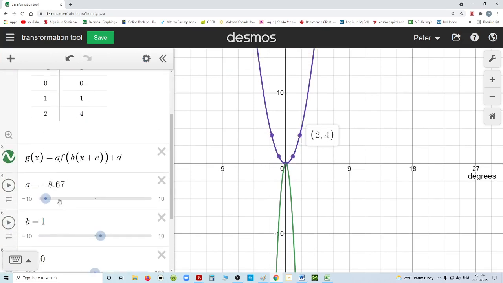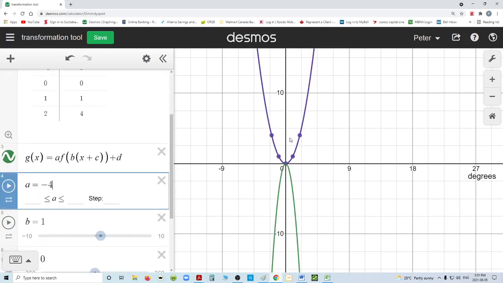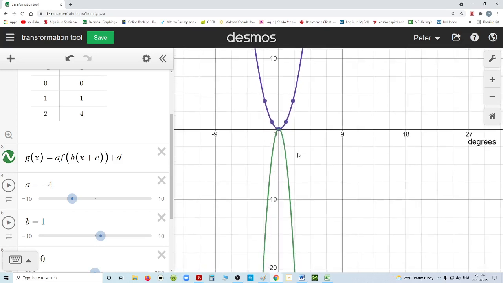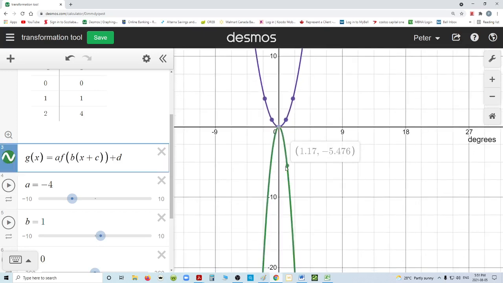And let's not make it negative 8.67. Let's make it negative 4. So this is instead going to be 1 comma 1. What happens when we multiply our y by negative 4? 1 comma negative 4. It's going to be right somewhere around there. There it is. What happens to 2 comma 4 when I take that 4 and multiply by negative 4? It becomes 2 comma negative 16. So it's going to come down here. Almost. There it is, 2 comma negative 16. 0 doesn't change because when you multiply 0 by negative 4, it's still 0.